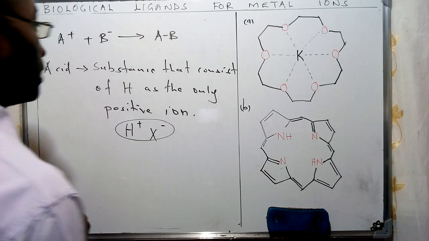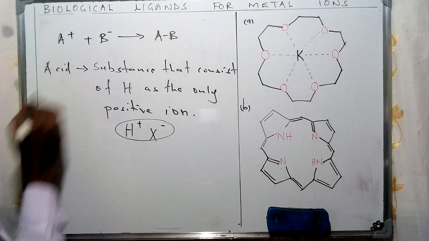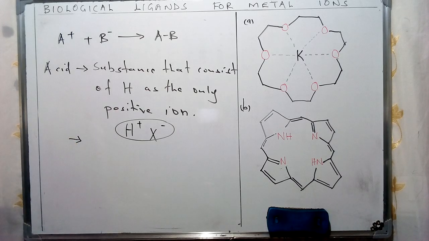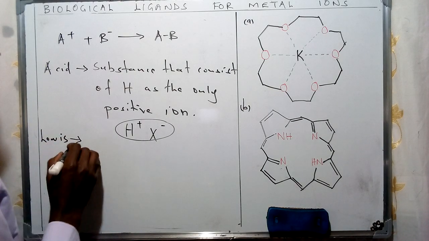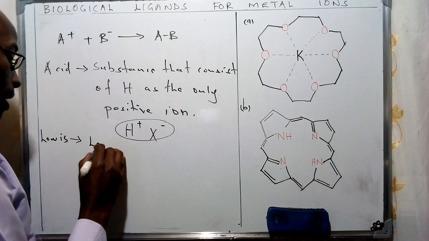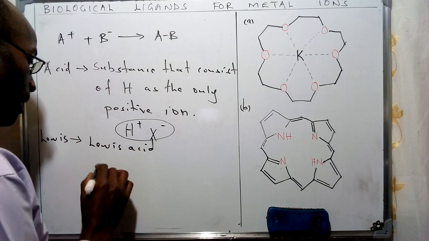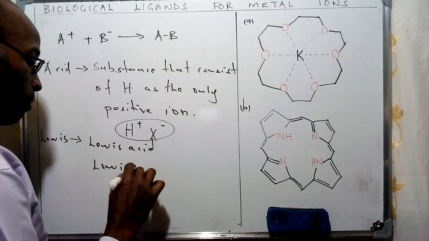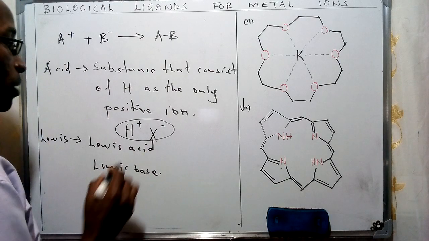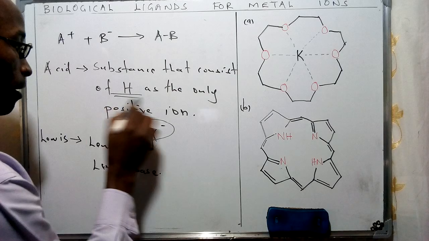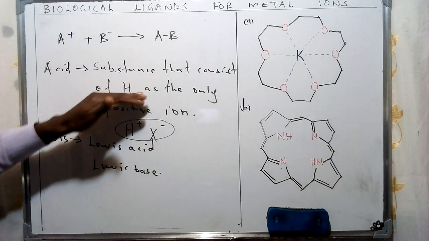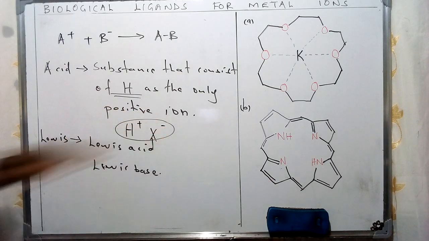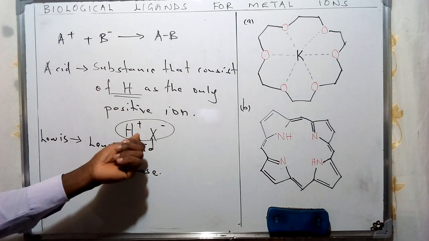And we said that we can broaden this definition to find another way in which we can define an acid, by using the Lewis definition. Using the Lewis definition, we defined what we refer to as a Lewis acid and a Lewis base. And we're going to see that this is different from the first definition, which we gave with hydrogen as the only positive ion in terms of an ionic species.